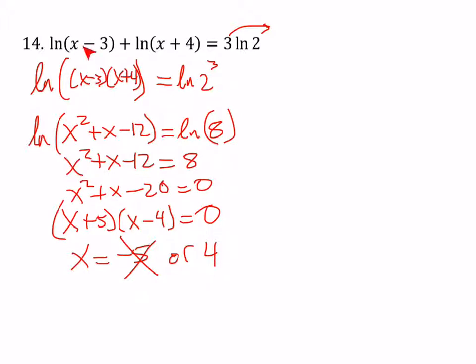Positive 4: if you put positive 4 in here, this becomes 1. That's okay. 4 plus 4 is 8. That's good. So we have one solution. It is x equals 4. Don't forget to test them out after you get multiple solutions. And this happens whenever we deal with quadratics. When we deal with quadratics, we're going to have what we call extraneous solutions.